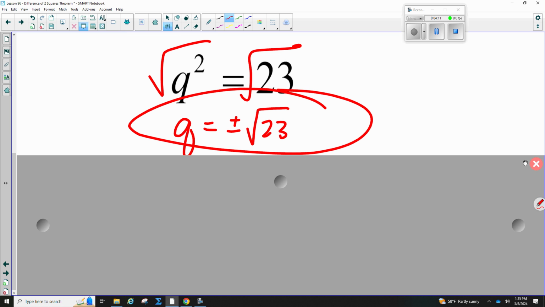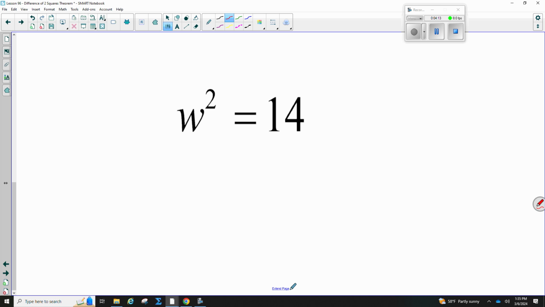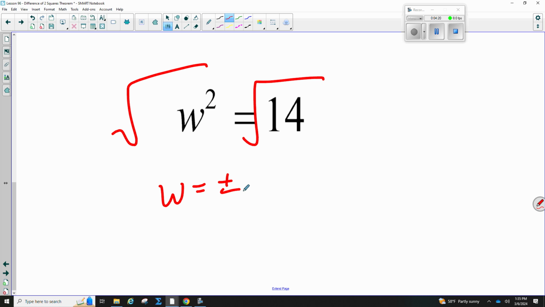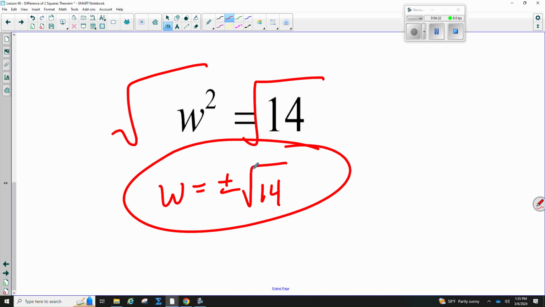And now I've got this one, w squared equals 14, also not nice. So we square root both sides. w equals plus and minus the square root of 14. And that is the solution. All right, any questions?